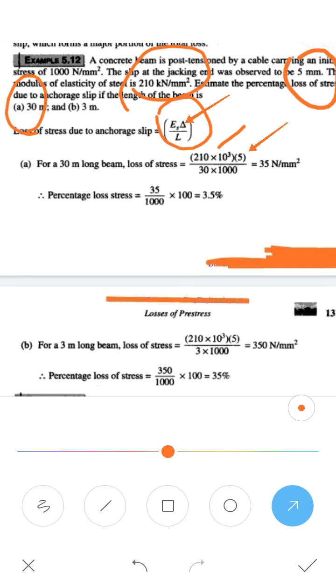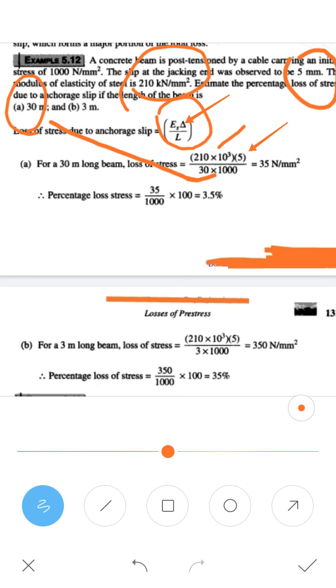The length of the first one we have taken is 30 meter, so that's why you put 30 meter here. But the length is given in meter, you have to put it in millimeter. So convert that, multiply by 1000.